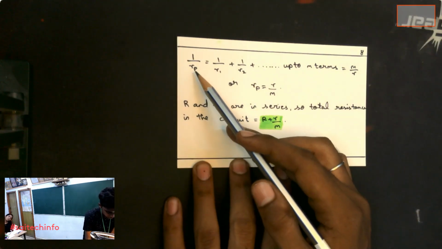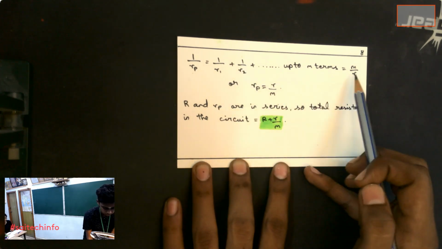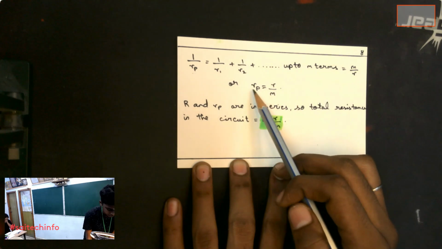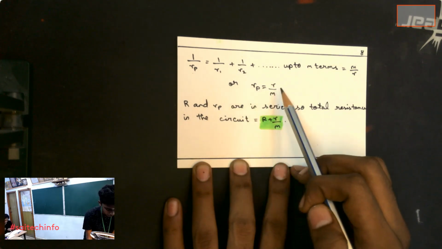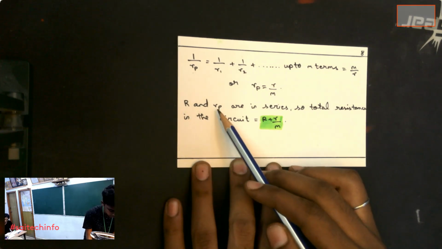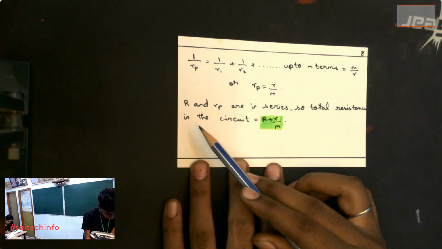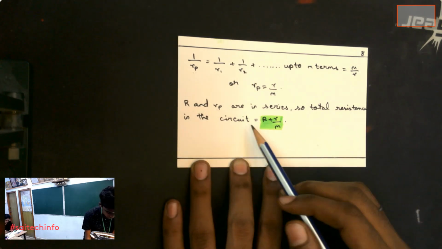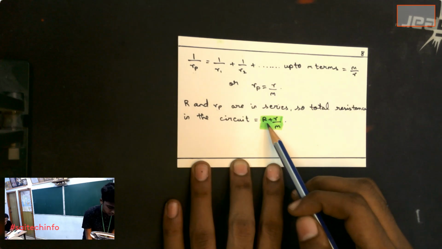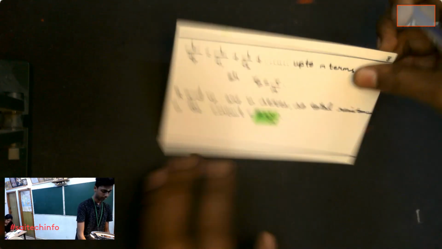1 by Rp is equal to 1 by r1 plus 1 by r2 up to n terms, or it can also be given by the reciprocal, that is Rp is equal to r by n. External resistance and internal resistance in parallel are in series, so the total resistance in the circuit is equal to R plus r by n.